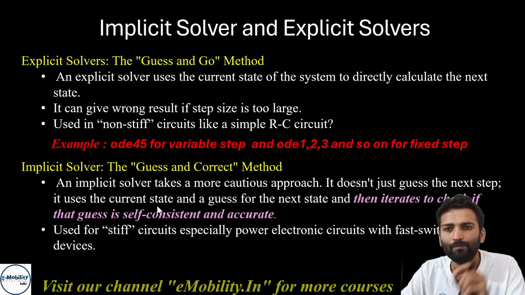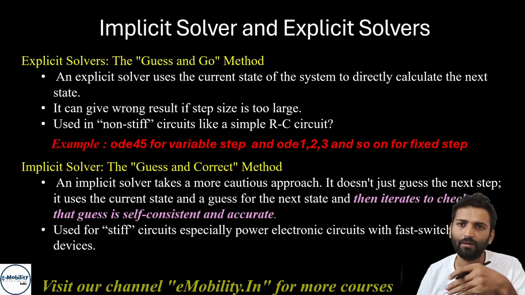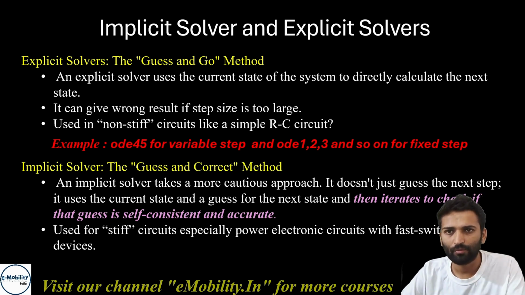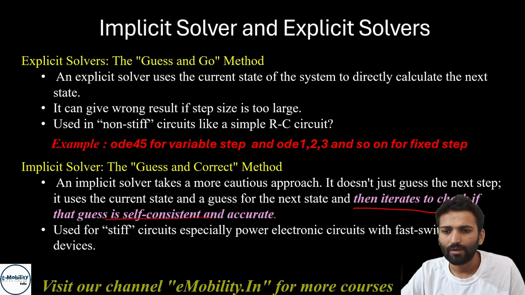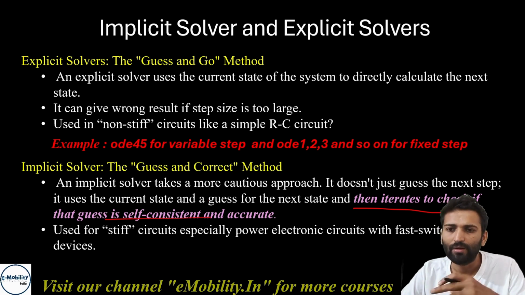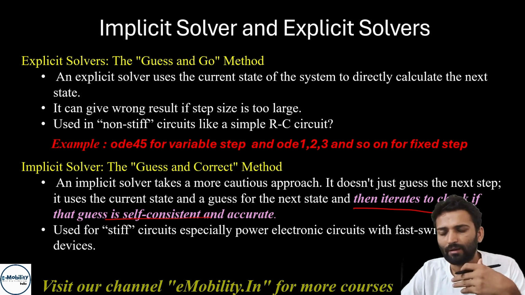This solver takes a guess for the next step. If the solver is at time t and you want to take a guess for t plus 1, you take a guess for t plus 1 and then iterate to check whether that particular thing is correct or not. So it rechecks itself after taking a guess. For example, if you are moving down a hill, you look at where you will put your next step, while in an explicit solver you will be going forward only, not looking back.